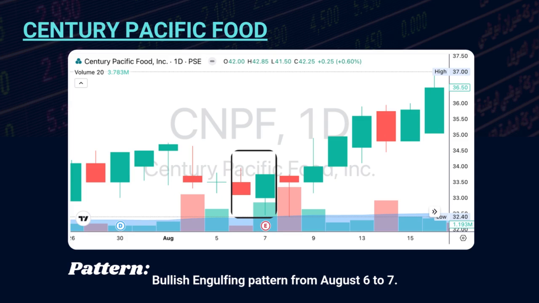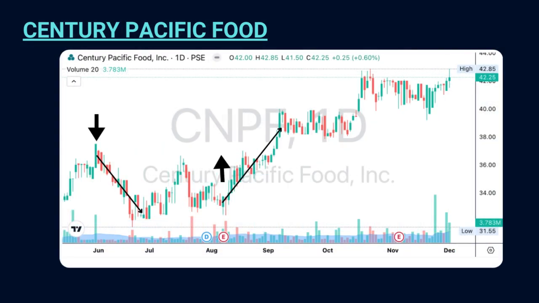This pattern features a bearish candle on the first day, followed by a larger bullish candle on the second day, that completely engulfs the body of the bearish candle. This pattern suggests a potential end to the downtrend or the conclusion of a pullback, signaling the start of a new uptrend. The bullish engulfing pattern aligns with the upward trend seen after August 7, confirming market expectations for a potential price recovery. Over the last 6 months, these patterns have confirmed key trend reversals for Century Pacific Food.